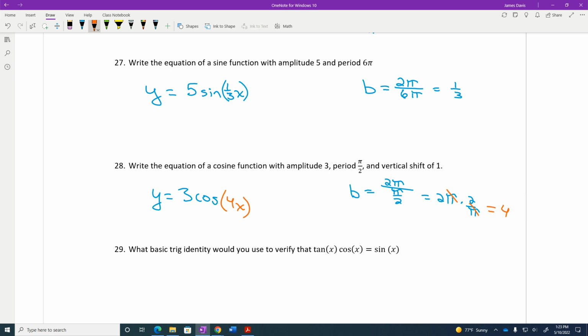This does as a vertical shift. It should say really up 1, I suppose, but it's a vertical shift of 1.